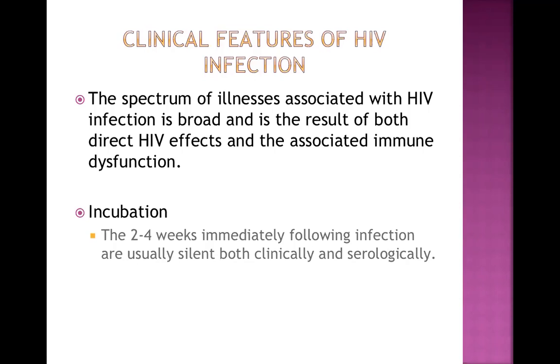Now, there are two pathways or branches of the immune system, isn't it? Forget about the innate immunity for the time being. Let's talk about acquired immunity, humoral and cell mediated. So ultimately, both wings of the immune system are dysfunctional after HIV infection. Now, what is the incubation period of HIV? It is usually 2 to 4 weeks. And we all know incubation period means from the moment the organism enters into the body till the appearance of signs and symptoms.